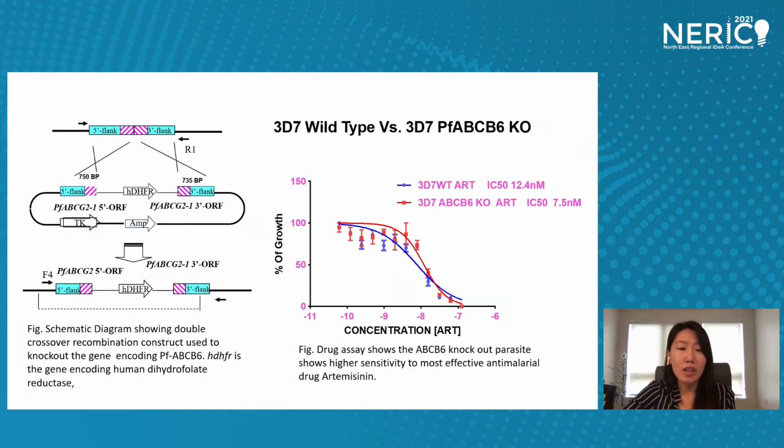Next slide, please. In this study, I established a double crossover knockout, with human dihydrofolate reductase as the gene encoding the selection marker. I constructed the plasmid and put it into the wild type parasite to integrate. The open reading frame of the parasite gene causes the recombination, so the gene is knocked out, and only a few base pairs are still in there. It is completely disrupted, and the human dihydrofolate reductase plasmid construct is in place.